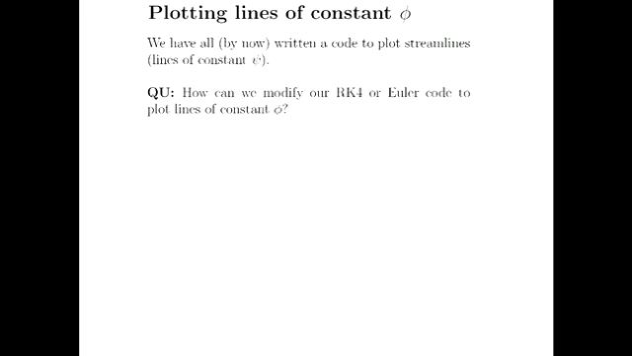This is just an interesting aside. You don't have to do this for your assignment. I just thought, foolishly, some of you might be interested. So how do you think you'd do it, given that those lines of constant potential function are perpendicular to lines of constant stream function?